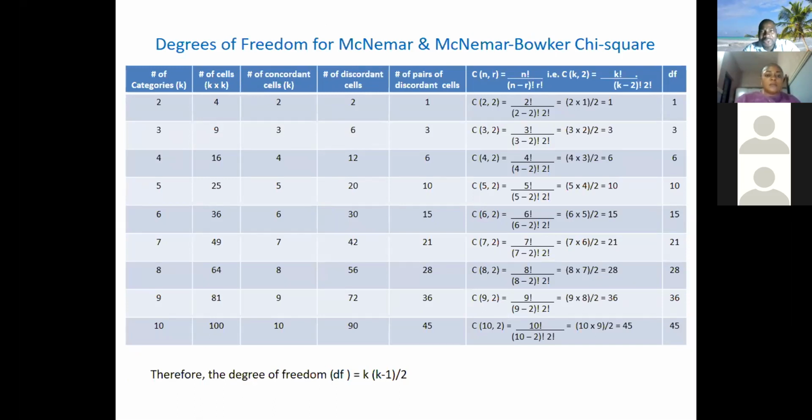But what is 10 categories? How many pairs does it give you? It gives you 45 pairs. Is it worth doing? It's worth doing if you find a difference and you want to know which of these differ.